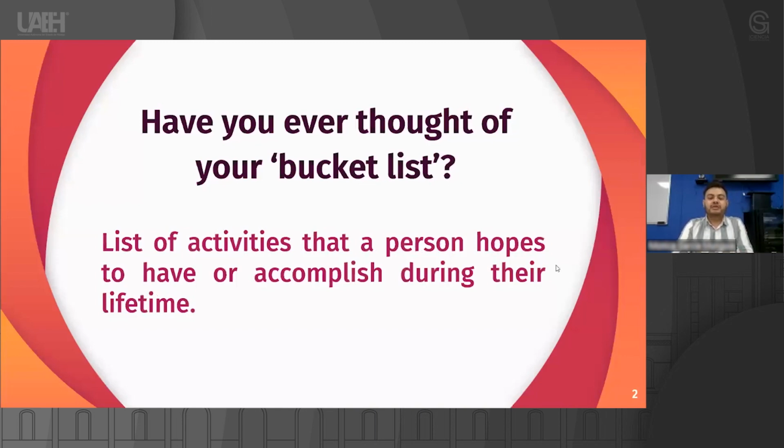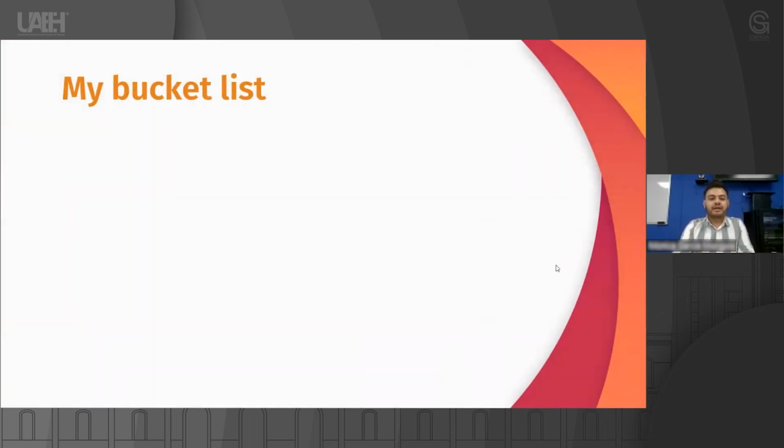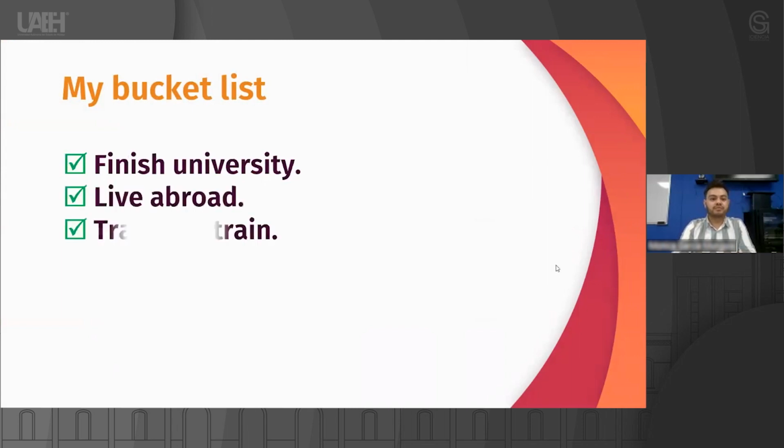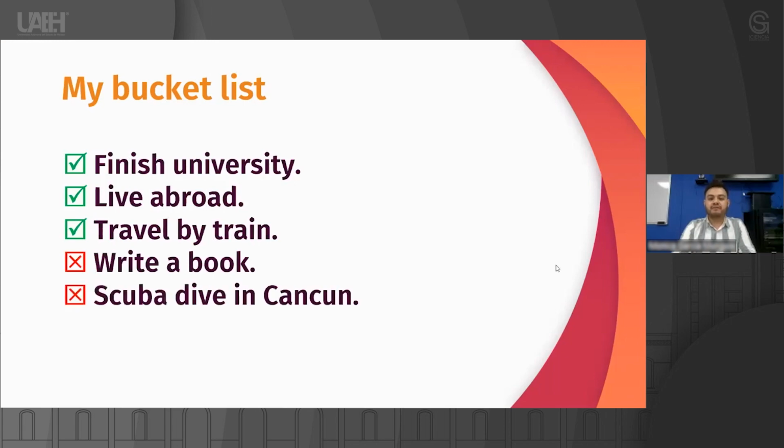It depends on what you would like to achieve or what you would like to do during those specific periods of time. Today, I'm going to show you my bucket list, the activities that I hope to accomplish during my lifetime. Pay close attention to each of the activities that I would like to do. For example, finish university, live abroad, travel by train, write a book, scuba diving in Cancun, and win an award. You may realize that 3 activities out of the 6 are complete. That is the reason why they are checked off. They have a tick. And 3 of them are not complete. So I'm looking forward to doing them very soon in the future.